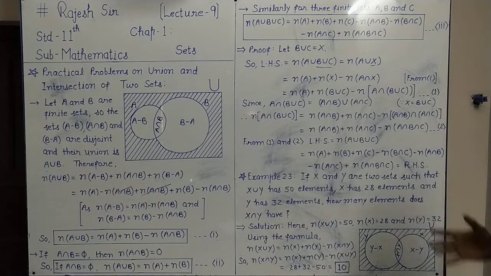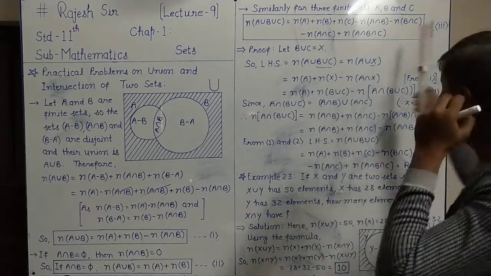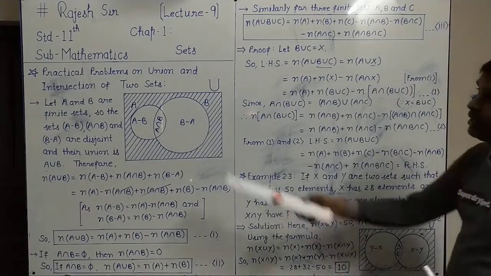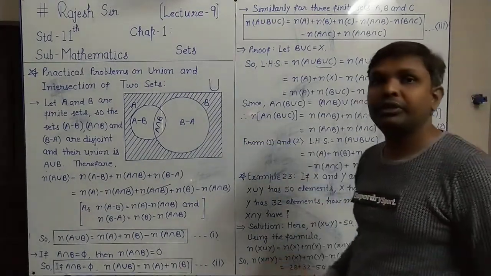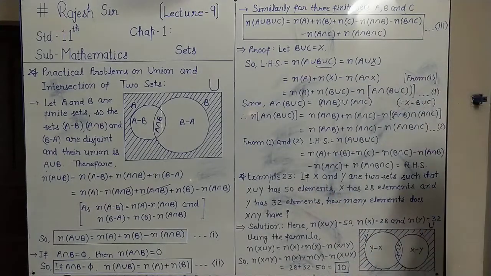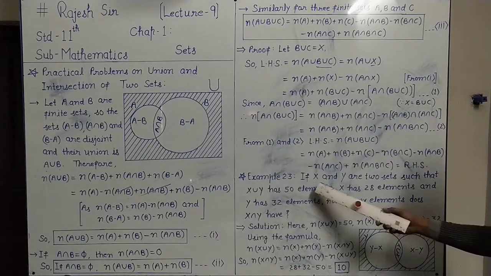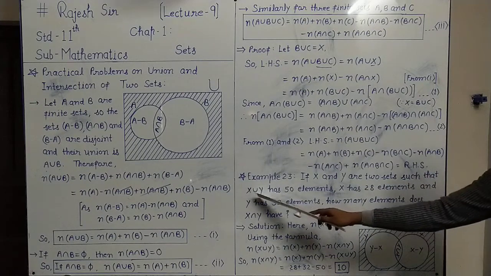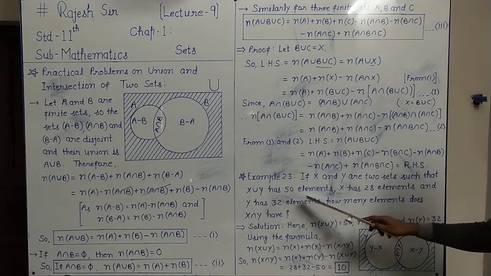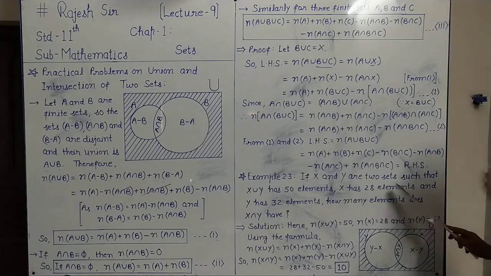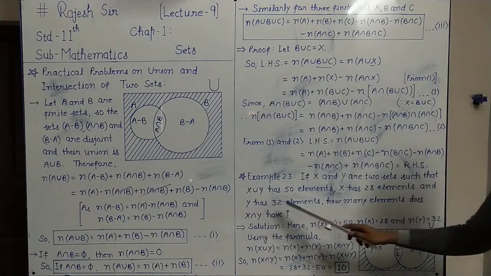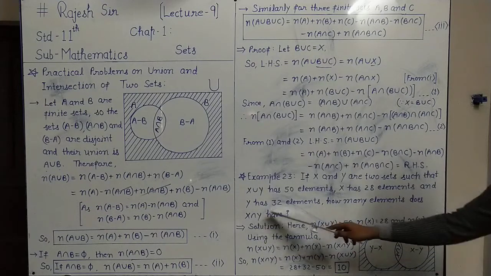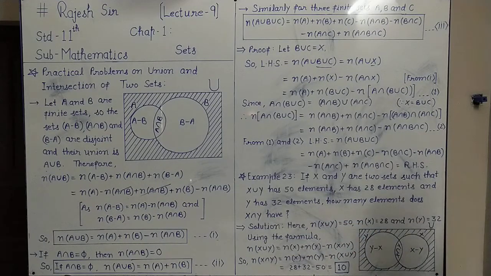Now, seeing all the formulas, results 1, 2 and 3, we can do some examples based on this, and practical problems we will solve related to union and intersection. So example 23 is here. If X and Y are two sets such that X union Y has 50 elements, X has 28 elements and Y has 32 elements, how many elements does X intersection Y have?